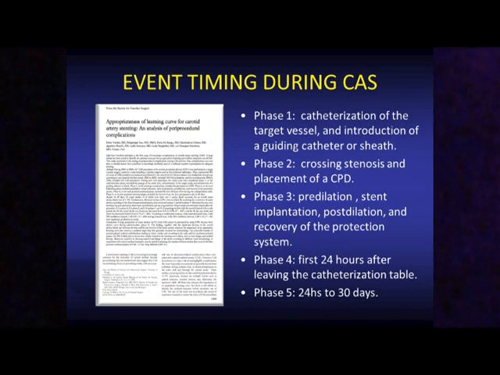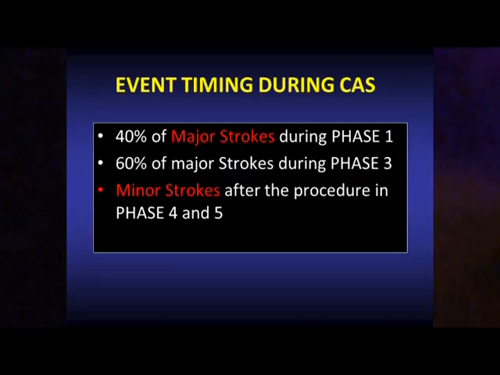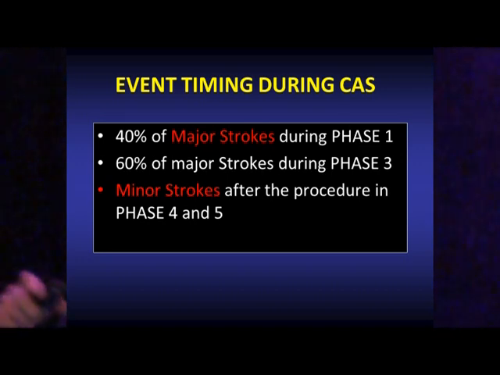The timing of the embolization or the complications during CAS has been well described. We have different phases during the procedure. Phase one and phase two are important. And of course, phase three, when you do predilation, stent implantation, post-dilation, and recovery of the stent, is very significant, as well as phases four and five, which are when the procedure has been finished. In general, we can say that 40% of major strokes occur during phase one, which has to do with access to the vessel. 60% of major strokes occur during phase three, and then minor strokes occur after the procedure in phases four and five.